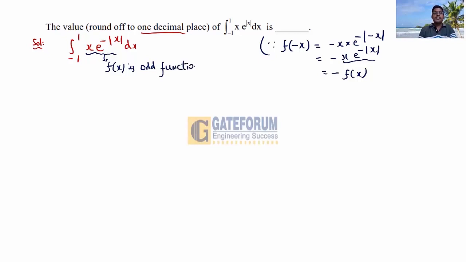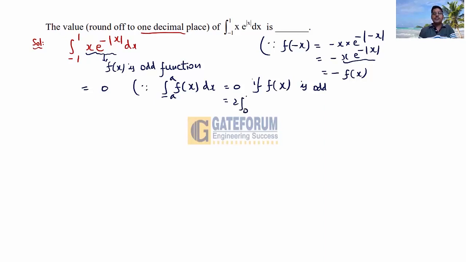When the integrand f of x is an odd function, the answer is 0. Since by the definite integral properties, the integral from minus a to a of f of x dx is equal to 0 if f of x is an odd function, and equal to 2 times the integral from 0 to a of f of x dx if f of x is an even function. So the answer is 0. This is the end of the question.